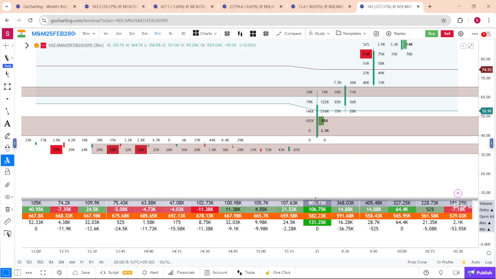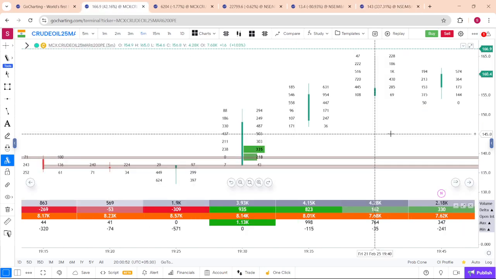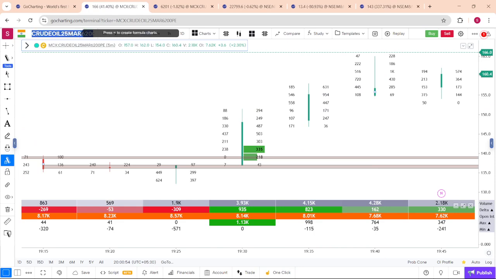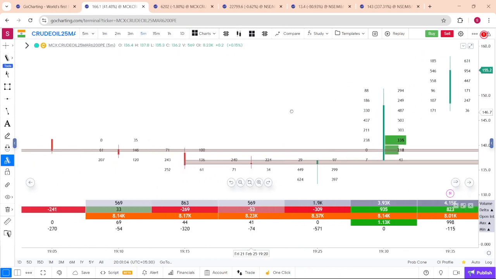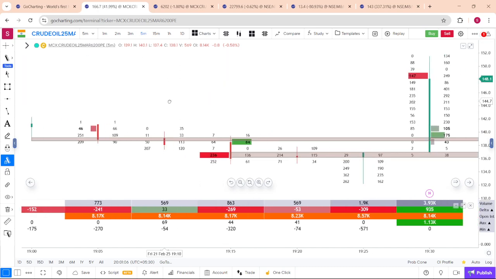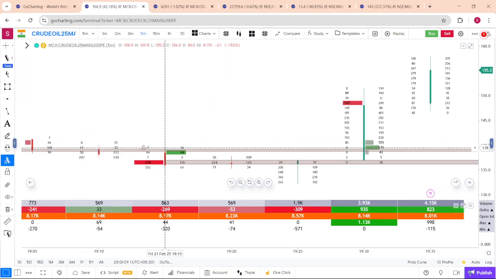You know the importance of imbalance. It is a great, extensive study. It is a million dollars' worth of knowledge you are getting. I will show you a live example. See, this is the crude oil 25th March 6200 put option. Just now I bought, and these are the two imbalance levels.